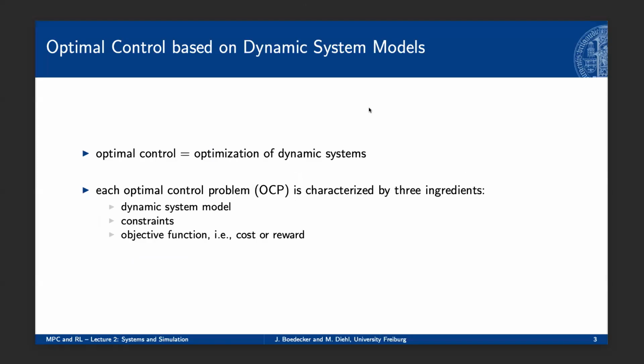So what is optimal control? It's the optimization of dynamic systems, and an optimal control problem is characterized by just 3 ingredients, I would say. Yeah, it's a dynamic system model, it's constraints, and it's an objective function, which might be a cost, as we say in MPC, or a reward in reinforcement learning, where we typically maximize. So it's just the same, just min or max. But let us focus now on the dynamic system model, which is the focus of this talk, only this.